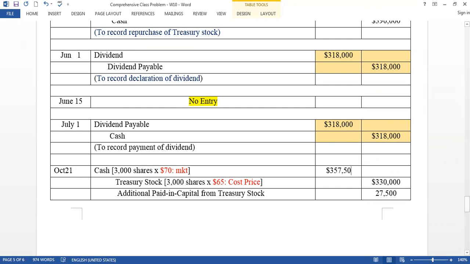So it is $210,000. This is the money they receive from market, and their cost was $195,000. This is their cost, but they receive more money from market. So the remaining is called additional paid-in capital from treasury stock. It's $15,000. This is October 21st. Company received cash by selling treasury stock, and the difference is the additional paid-in capital from treasury stock.